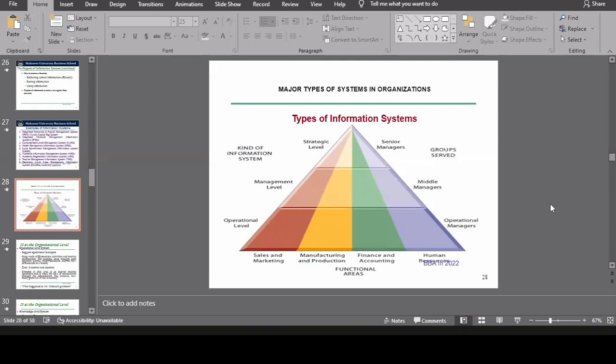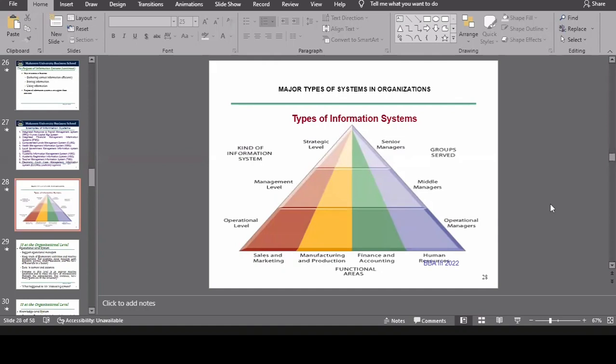The lowest level is operational. The middle level is management, or what we call tactical. Then the uppermost is the strategic level of management, where we have the senior managers, the executive level. In the middle level, we have middle managers, the ones who make middle level decisions. Then at the lowest level, we have operational managers, who manage the day-to-day activities of that organization or of that unit within an organization.